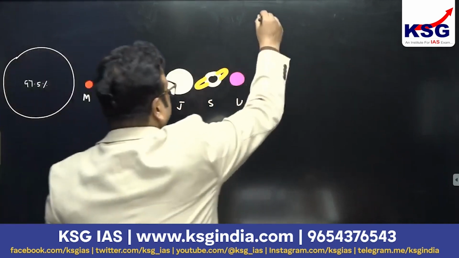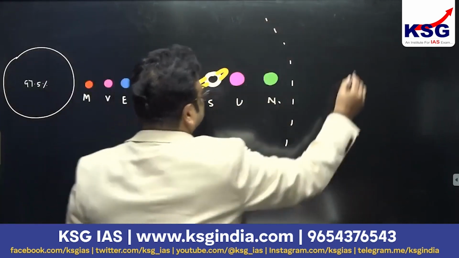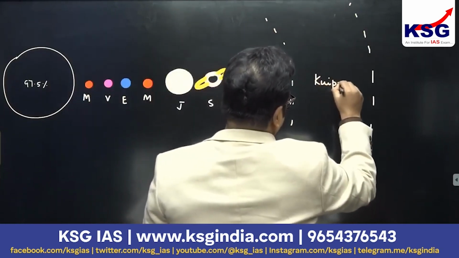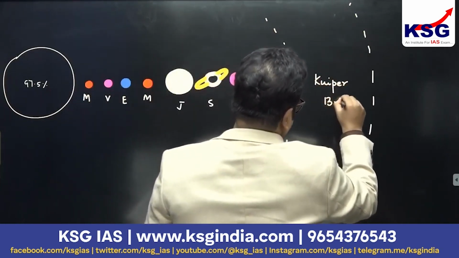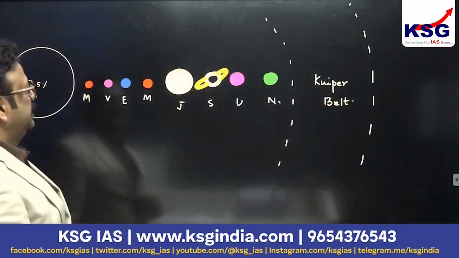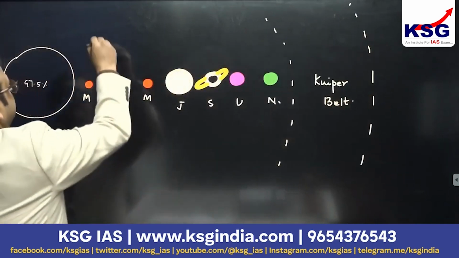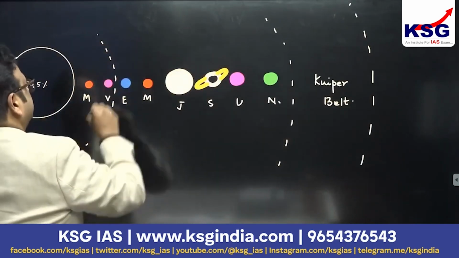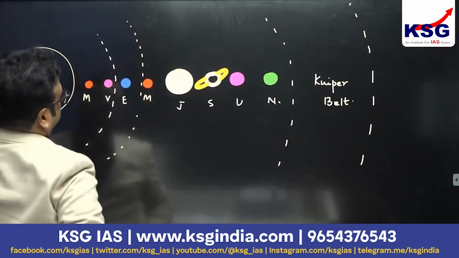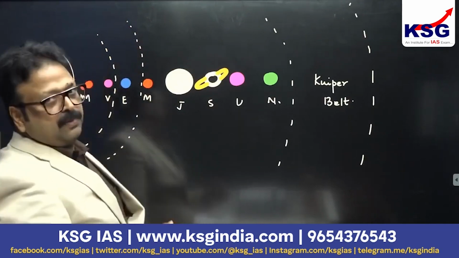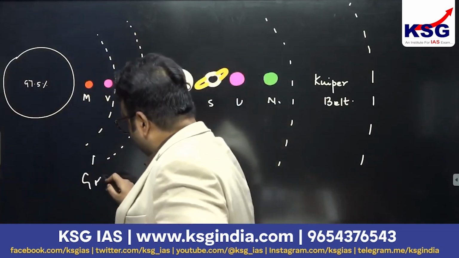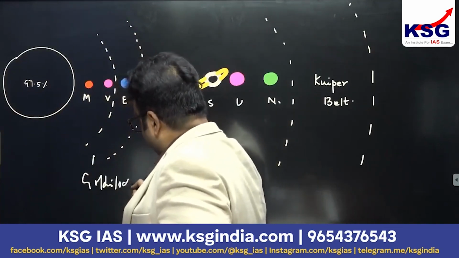Beyond Neptune, there is a belt that is called the Kuiper belt. This is the Kuiper belt. And our Earth is present in a very conducive environmental condition where life is possible, and this zone is called the Goldilocks zone.